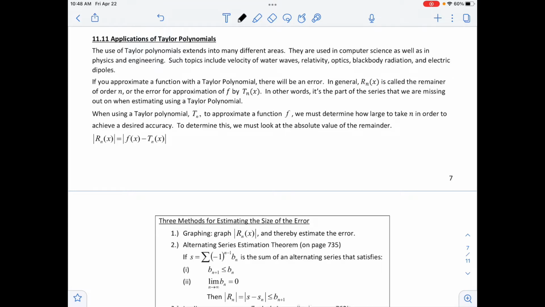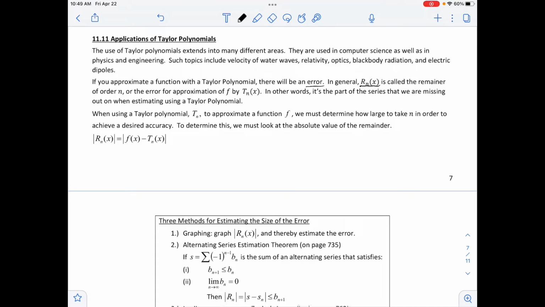If you approximate a function with a Taylor polynomial, there will be an error. In general, R sub n of x is called the remainder of order n. So R sub n of x is our remainder of order n, or the error for approximating f by the Taylor polynomial T sub n of x. In other words, it's the part of the series that we are missing out on when estimating with our Taylor polynomial.